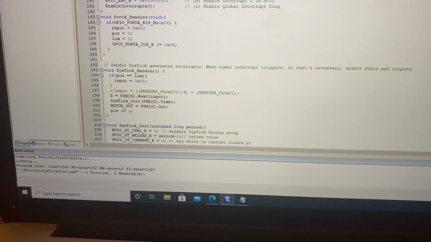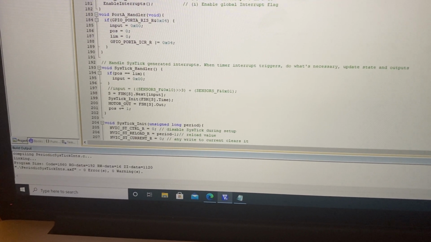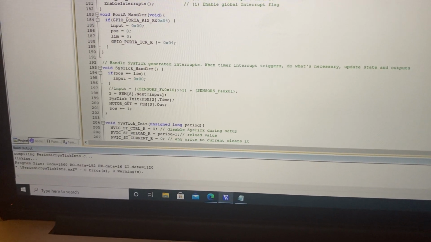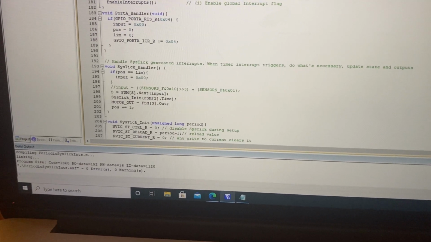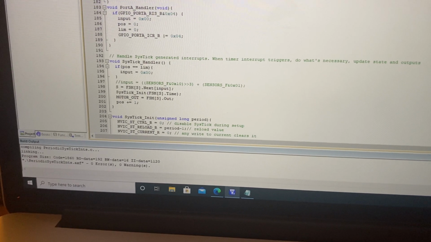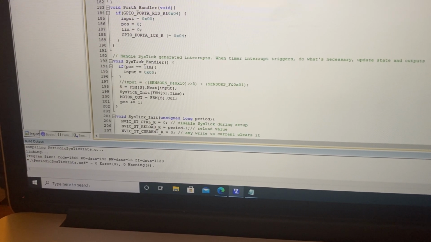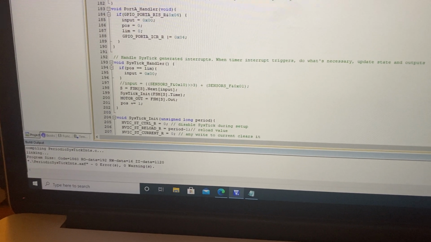It's going to take in the output of the finite state machine, and pos plus equals 1. So essentially pos is going to continue incrementing up and up until it reaches lim. Only when it reaches lim does the DC motor stop. So pos is essentially the amount of steps that have been taken, and lim is the amount of steps that are supposed to be taken. That's the maximum limit we should reach.